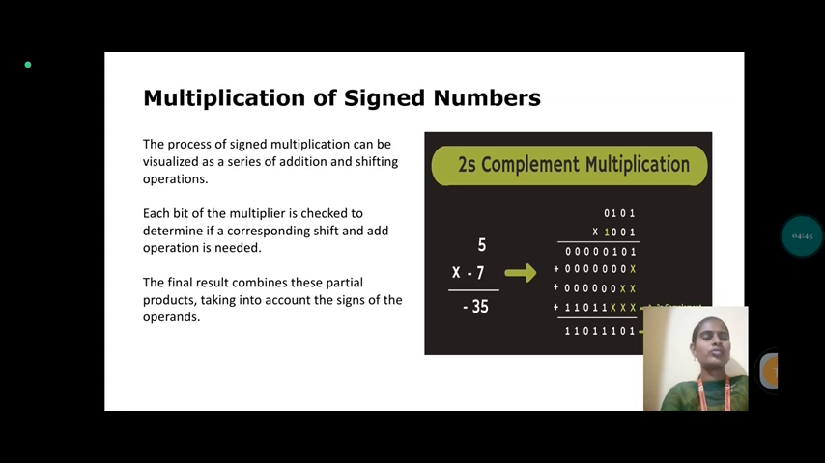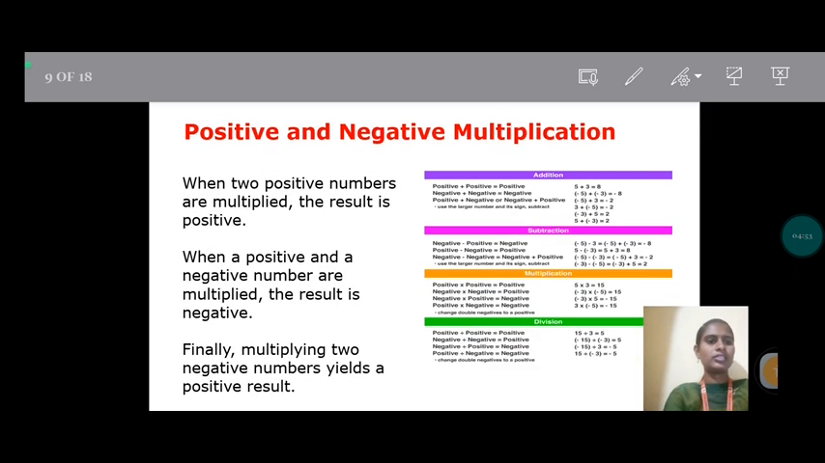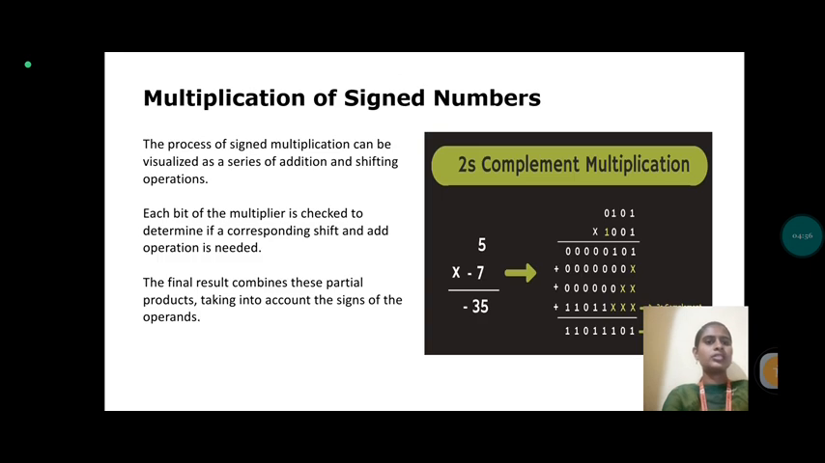Here is a 2's complement multiplication. Here 5 times minus 7 is equal to minus 35. 0101 is the binary number for 5. Then 0111 is the binary number for 7. Then multiplying it, we get minus 35.